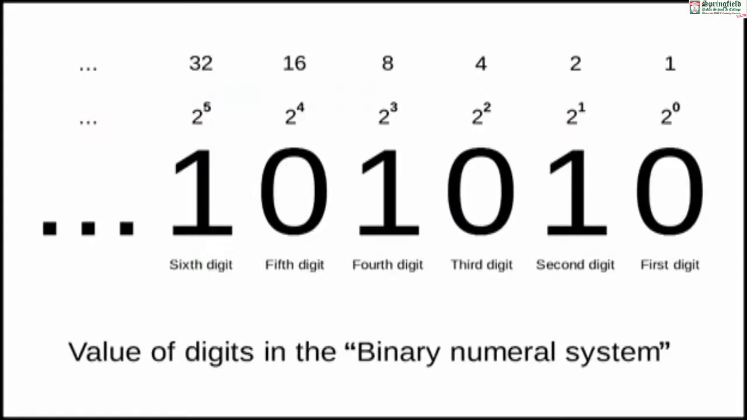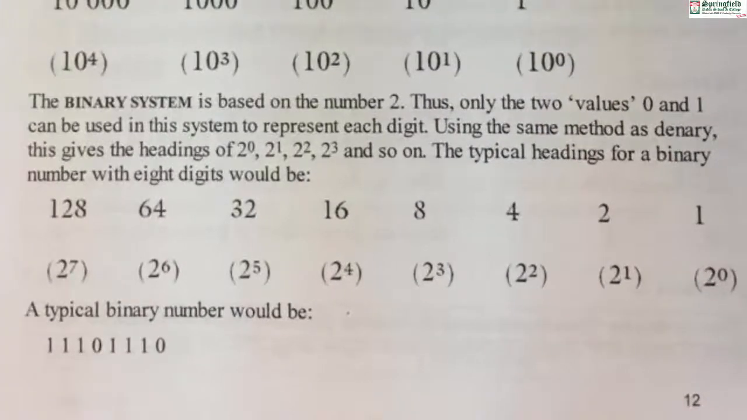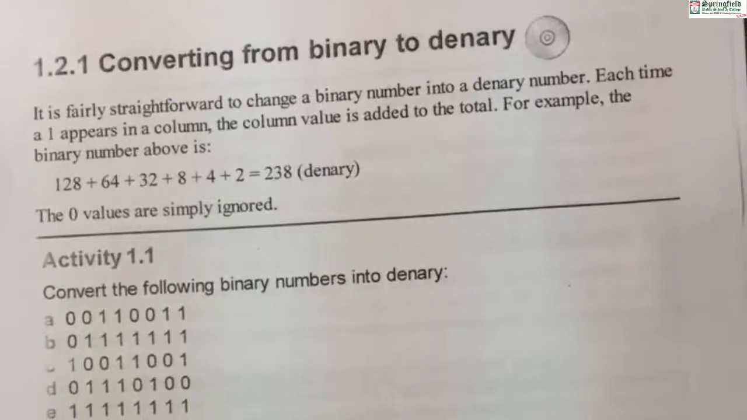The typical headings for binary numbers with 8 digits would be, we always read it from right to left, 1, 2, 4, 8. Basically they are multiples of each other. 2 2s are 4, 4 2s are 8, 8 2s are 16, 16 2s are 32, 32 2s are 64, and 64 2s are 128. Okay, so our typical binary number would be 11101110.